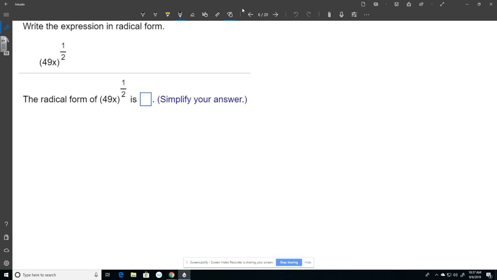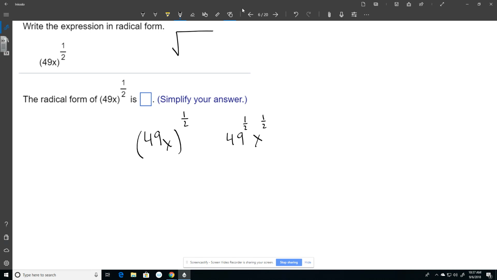All right, number 6, write the expression in radical form. Radical form, remember, means that you should have a square root in your answer. And the way that we do this one, I'm going to rewrite it for us right down here. 49x raised to the 1/2 means that this 1/2 goes to everything on the inside. We distribute it to everything. So 49 to the 1/2 and x to the 1/2.